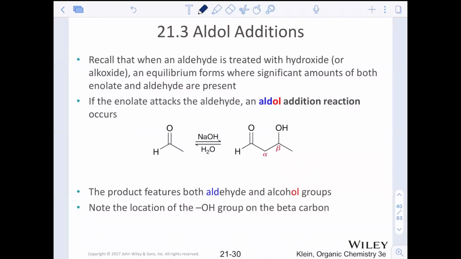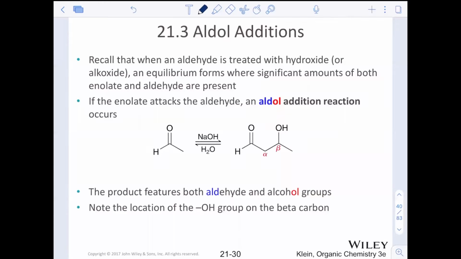Let's go on to aldol additions. We're stepping back to section 3 now. Let's remember that when an aldehyde is treated with hydroxide or an alkoxide, an equilibrium forms where a significant amount of both enolate and aldehyde are present, right? So using hydroxide or any other methoxide or ethoxide is an equilibrium reaction to create the enolate.